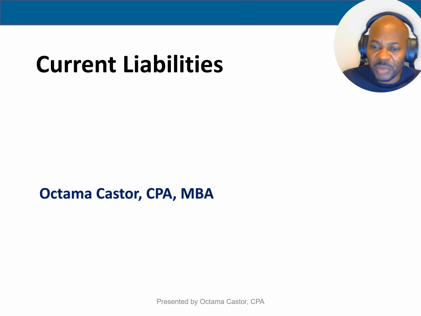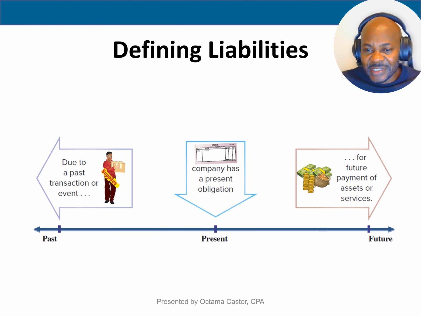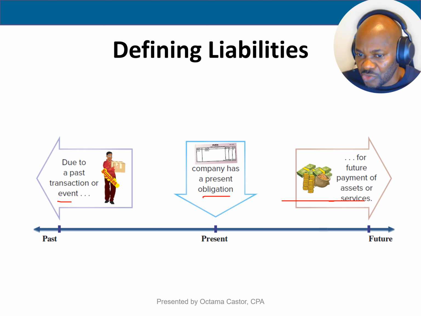Today we're going to talk about liabilities. Let's get into it. What is a liability? A liability, as we went over, is something that you owe to somebody else. It's an obligation that you need to pay some money at a later date, right? It's due to a past transaction or event, and it creates a present obligation, the debt, and you have to fulfill that in the future. You have to pay some money.